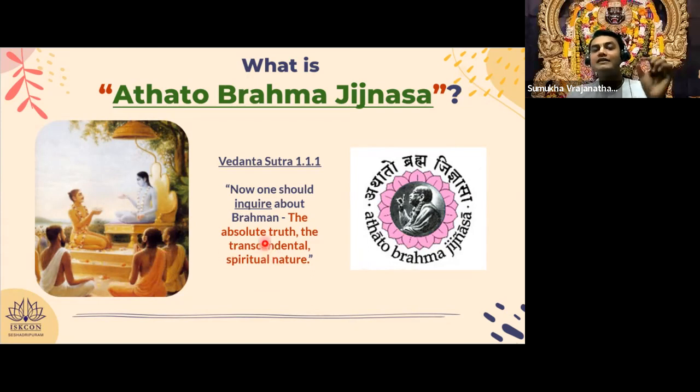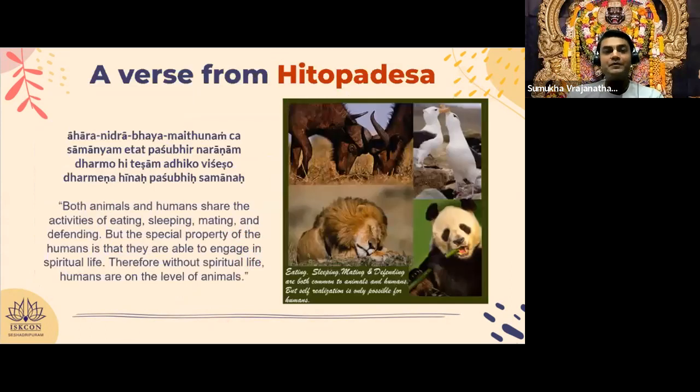What is this absolute truth? When we inquire about the Brahman, as we have discussed in the Bhagavad Gita also, there are 3 stages. At least we should reach up to the stage of Brahman. Then we will be able to understand who we are and why we have come. So this is Athato Brahma Jigyasa. This is mentioned in one of the very beautiful slokas in the Hitopadesha. Generally these 4 activities go on like that.